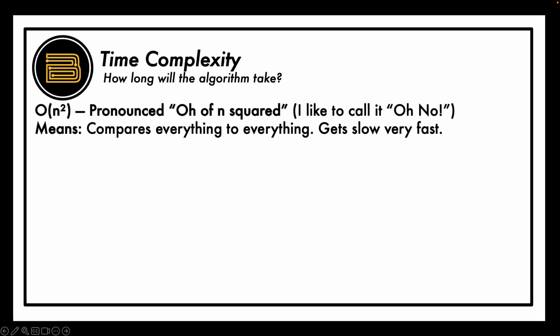Lastly, in time complexity, we're going to talk about O of n squared. I like to call it O no. And it means it compares everything to everything. And this one gets slow very fast.